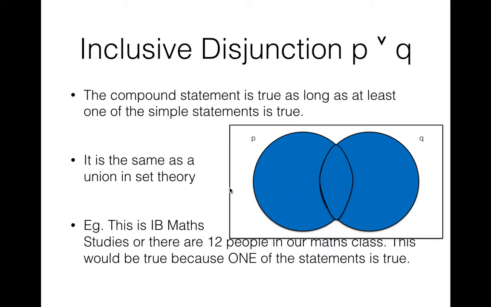So for example, this is IB Maths Studies, or there are 12 people in our maths class. So this inclusive disjunction is true, simply because it is IB Maths Studies. There aren't 12 people in our class, but it's true because of that IB Maths Studies statement. So if this was P, this is IB Maths Studies, and this was Q, there are 12 people in our maths class, then this statement would sit here, because only P is correct.